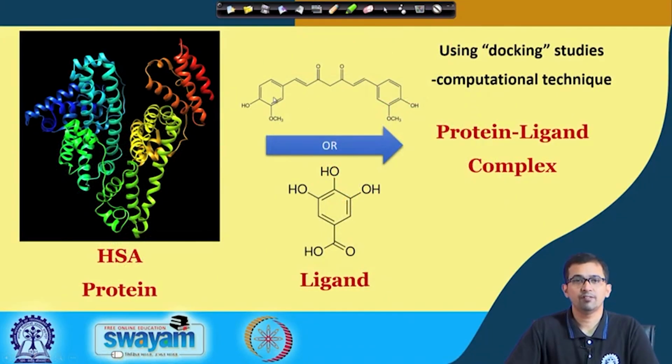Now, what we have done is taken this HSA protein and used two different ligands, using experimental techniques. On the contrary, at this stage we will use computational tools generally known as docking studies. Many of you might have heard of docking studies, or might not be familiar with them. Docking studies take into account this protein structure and place either one of the ligands, curcumin or gallic acid, here, and give the structure of the protein ligand complex. Now, we will see how this protein ligand complex looks.